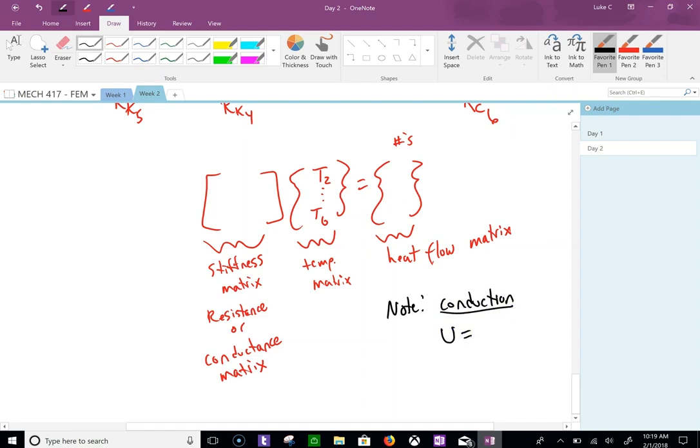What's U? Almost. In our case, K over L. That's what I was thinking, but I flipped it. And for convection, it's just equal to H.